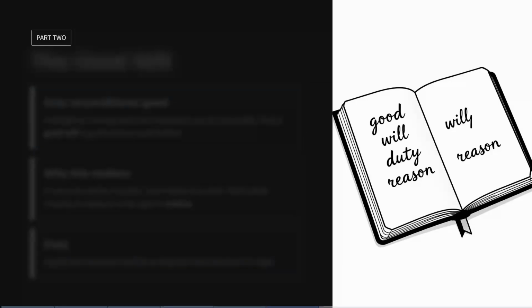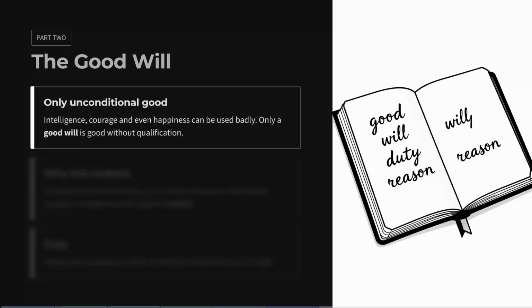Kant opens his Groundwork for the Metaphysics of Morals, the text that is in your Edexcel anthology extract if you're studying that exam board, with one of the most famous sentences in the history of ethics. "Nothing can possibly be conceived in the world, or even out of it, which can be called good without qualification except a good will."